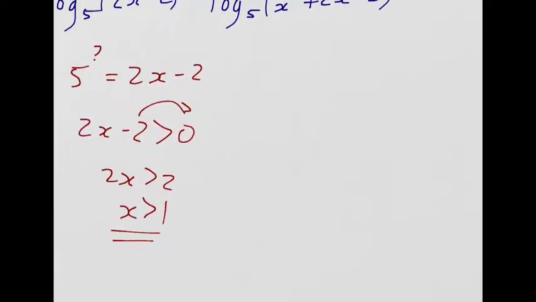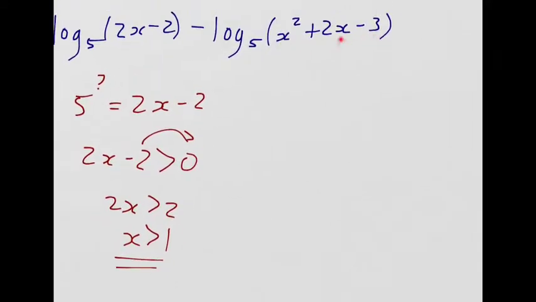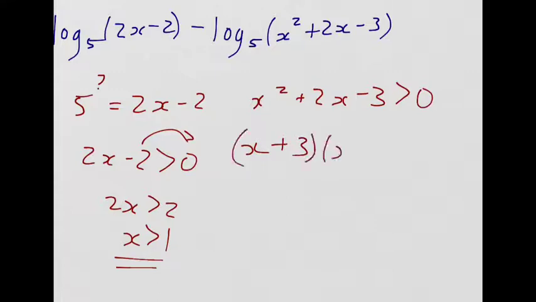Same thing with the other one. Again, all I care about is when this expression here is greater than 0. So when x squared plus 2x minus 3 is greater than 0. When does that happen? Factoring it, I've got x plus 3 times x minus 1. This goes back to the last chapter in grade 11 math. When is this quadratic above 0?